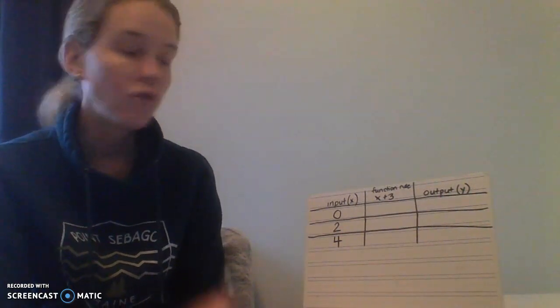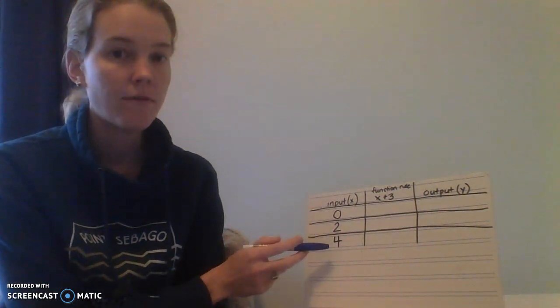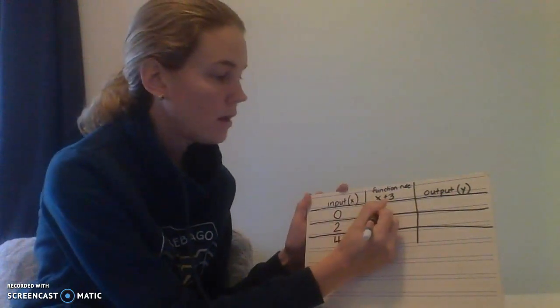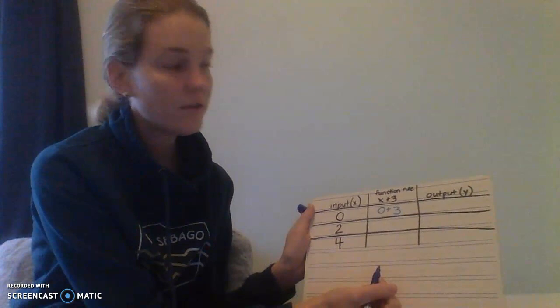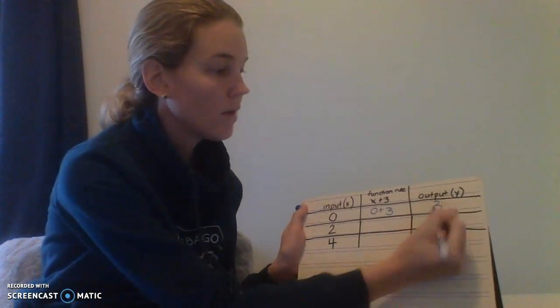Our function rule always goes right in the middle, and the function rule changes, and usually they give you the function rule. In this case, it was x plus 3, and they gave us the three input values. So instead of having x plus 3, you're going to put in the value for x, which is 0. So you're going to write 0 plus 3. And then you just solve it. 0 plus 3 is equal to 3.